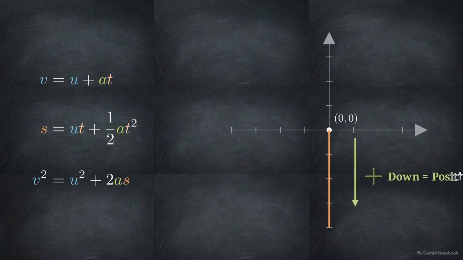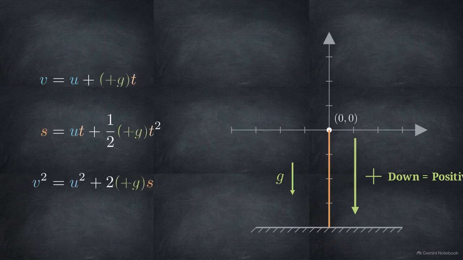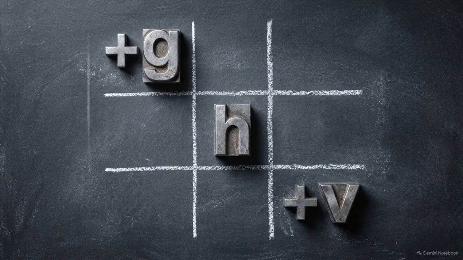To make these work across different trajectories, we must define a frame of reference. For this analysis, we define downwards as the positive direction. Since gravity pulls toward the Earth, gravitational acceleration, our variable g, is directed down. In our reference frame, g will always be a positive variable. Rigorous adherence to this sign convention is the only way to model different trajectories without creating mathematical errors.